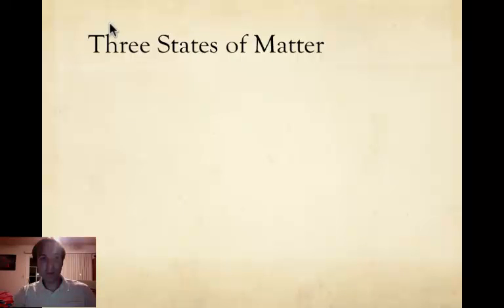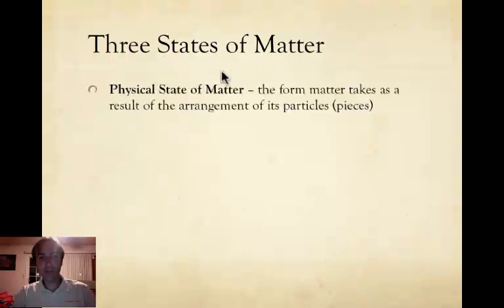Now, the main idea of this video is that matter can exist in three states on Earth. There technically is a fourth state, you can get into plasma and things like that, but we're going to focus on three states of matter. A state of matter is a physical state, and it describes the form that matter takes as a result of the arrangement of its particles or pieces.